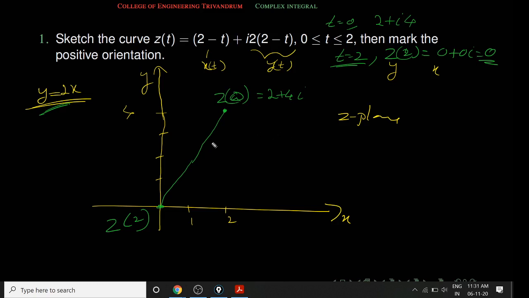Downward. Yeah, downward, because here the increasing direction of t is this one. This is the increasing direction of t. So that is depending on the curve.